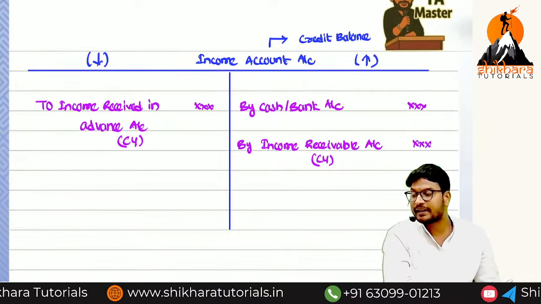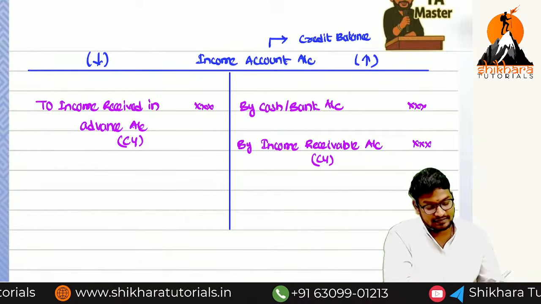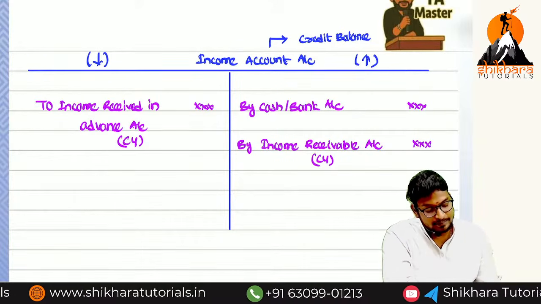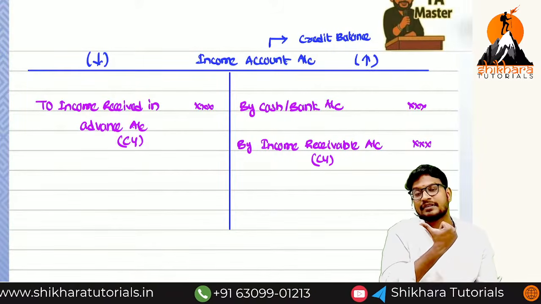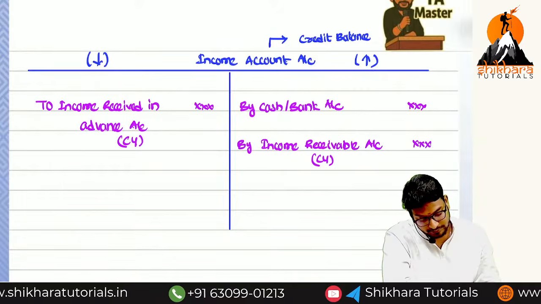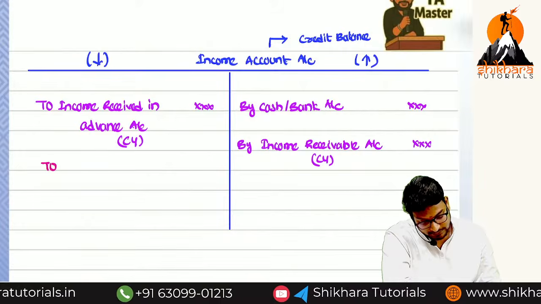Okay? If they have given the previous year data, do we write it on the same side or the opposite side? Opposite side, that's all. There is no difference. So income receivable is recorded on which side? Credit side. Now we have to record the previous year income receivable on which side? Debit side. Because should we consider it or not? We should not consider it.